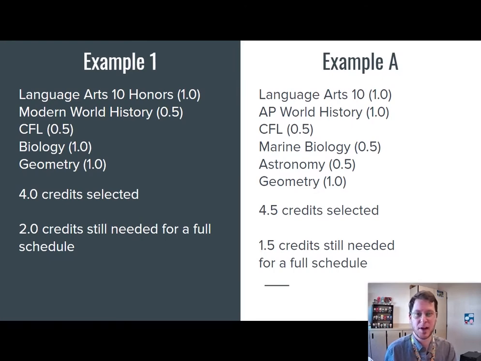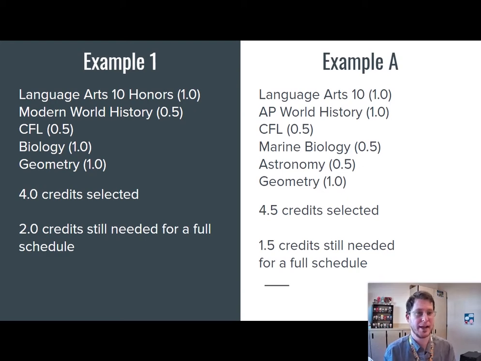So we're going to pause here. We've covered the core requirement areas. And so here are a couple of examples of what your choices might look like so far. On example 1 here on the left, we've got language arts 10 honors for 1 credit, modern world history for 0.5 credit, CFL for 0.5 credit, and then we've got biology and geometry, each for 1 credit. So that totals 4 credits, and 6 credits would make a full schedule. So in this example, we would need to find 2 more credits to make that full schedule.